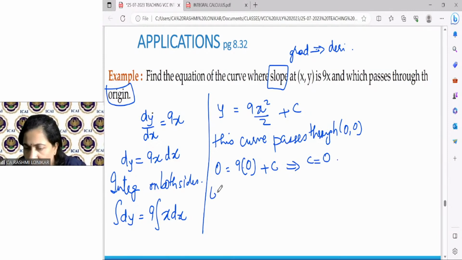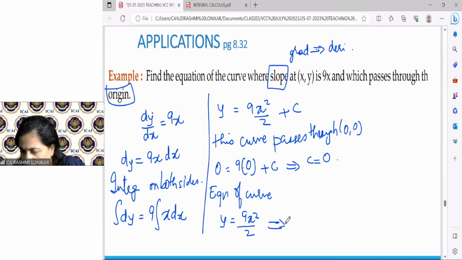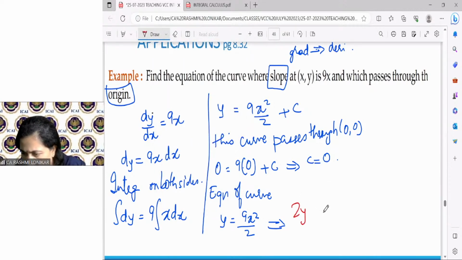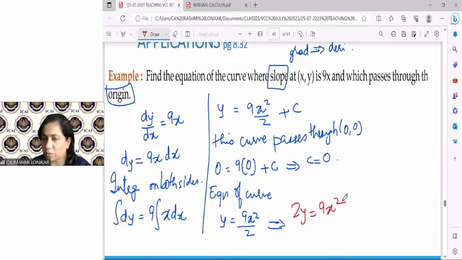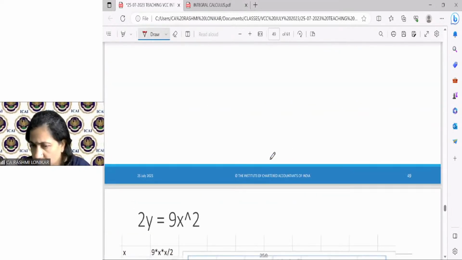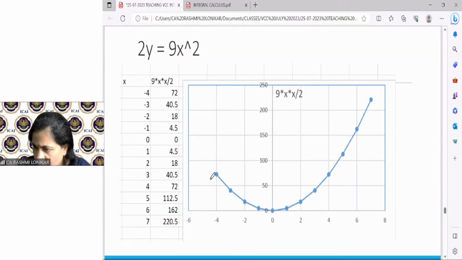So the equation of the curve is y equal to 9x squared upon 2, which implies 2y equal to 9x squared. And if you plot the curve, it will look like this. At point 0, 0, it is passing through the origin. And this is the way it is going to look.